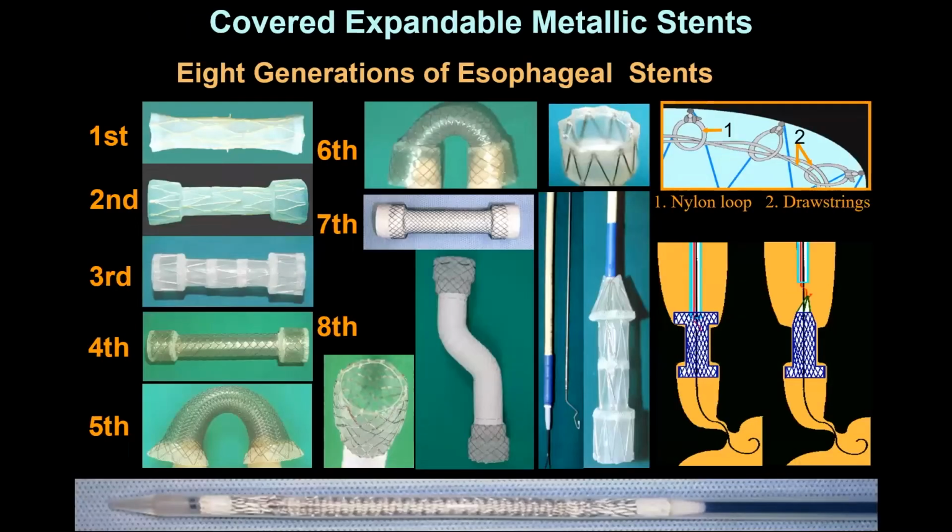We developed 8 generations of esophageal stent over the past 3 decades. So can we place the curved stent for the patient with a recurrent stricture after balloon dilation?